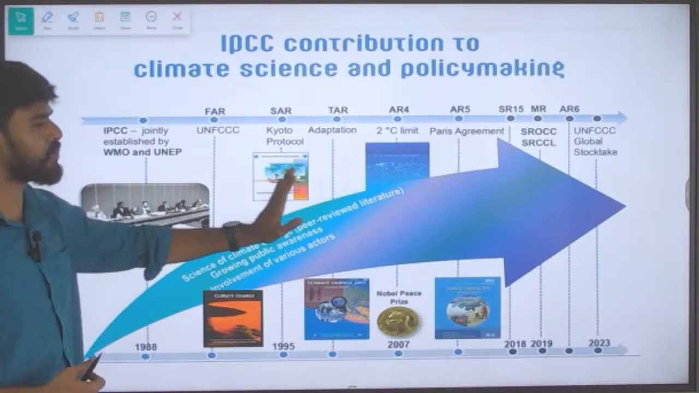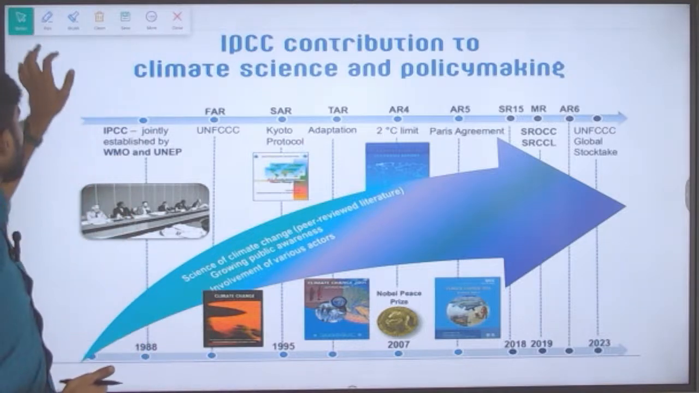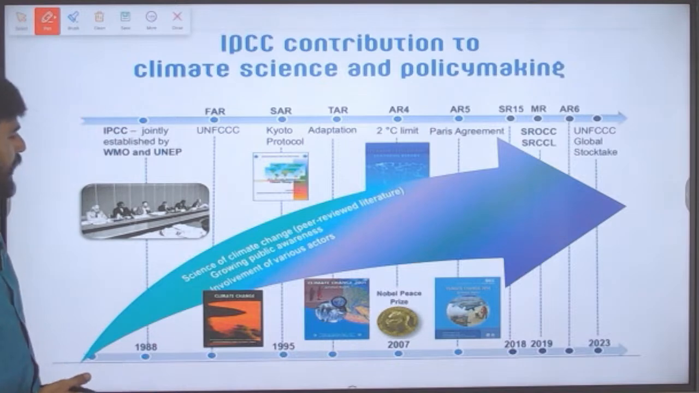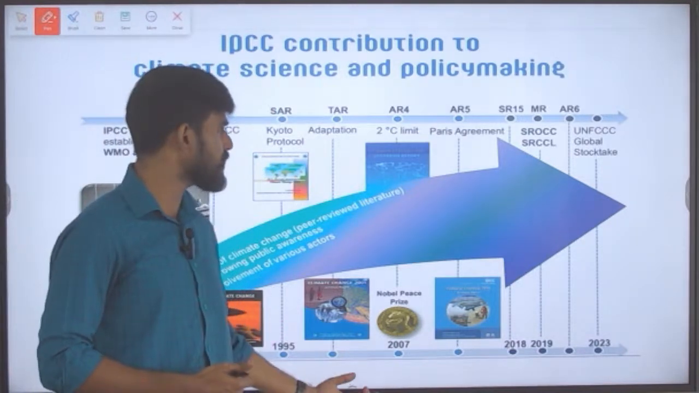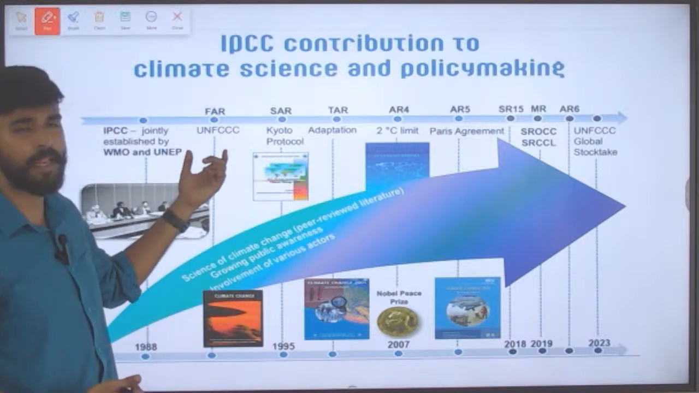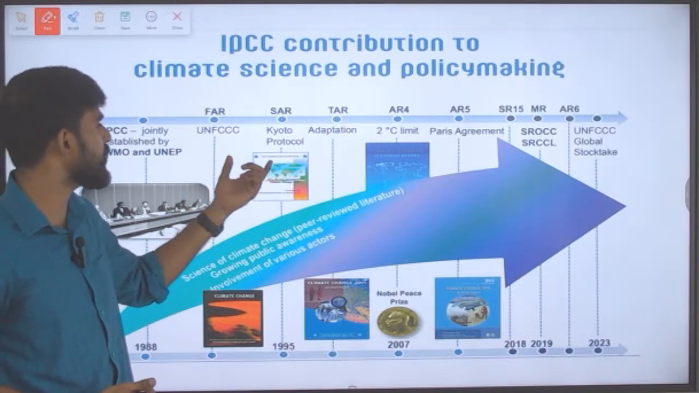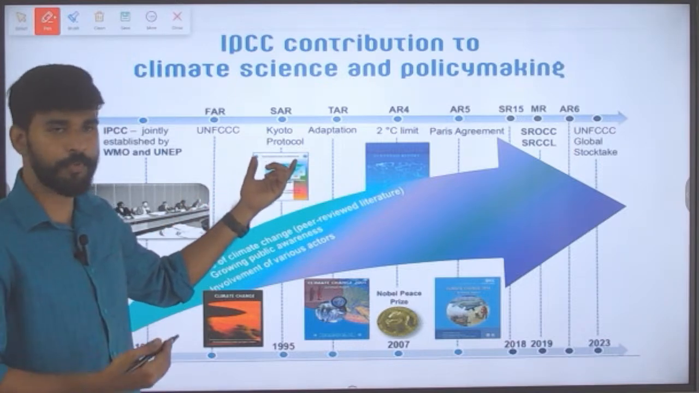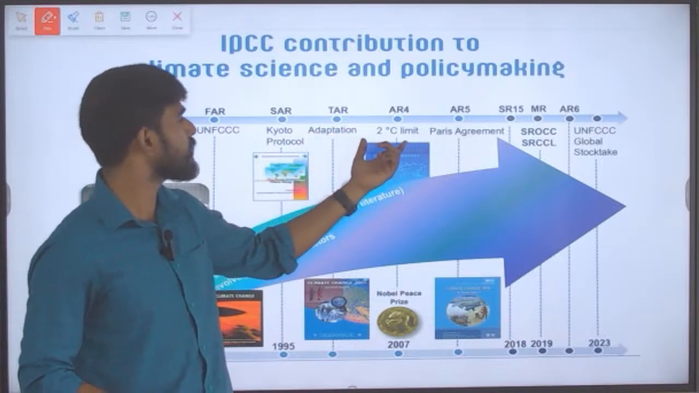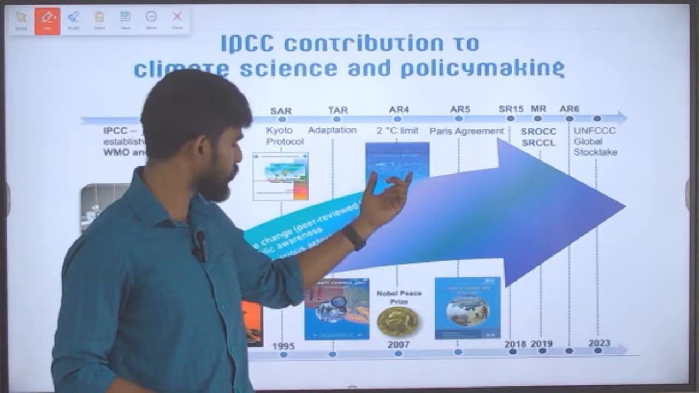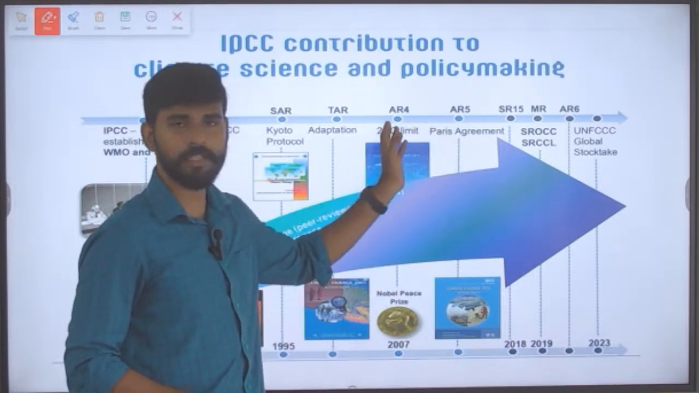So this is the journey of IPCC. It was established in the year 1988, and then in 2007 it was awarded the Nobel Peace Prize, and they have been playing a significant role in the UNFCCC, that is the Framework Convention on Climate Change, and the Kyoto Protocol. They have contributed a lot, and many adaptation strategies they have given, and this 2 degrees Celsius limit was given, and the Paris Agreement is actually based on this.